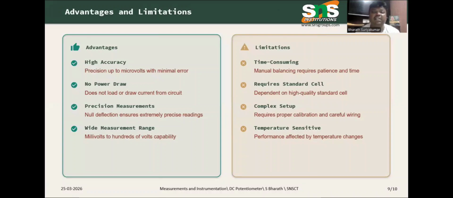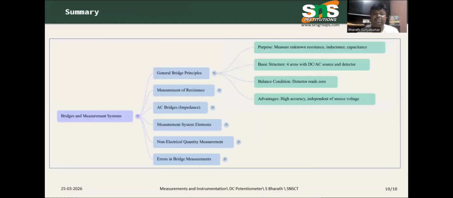What are the various advantages and limitations? It has high accuracy, no power draw, precision in measurement, and a wide measurement range. It also has some limitations: it is time consuming, requires a standard cell, has a complex setup, and is temperature sensitive.